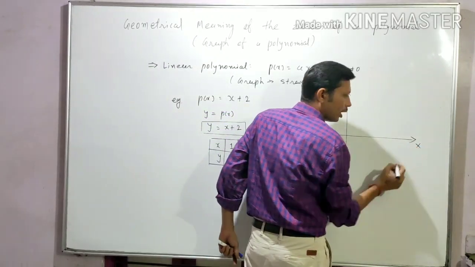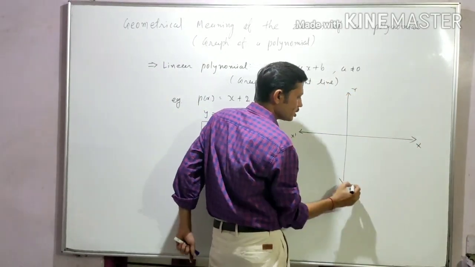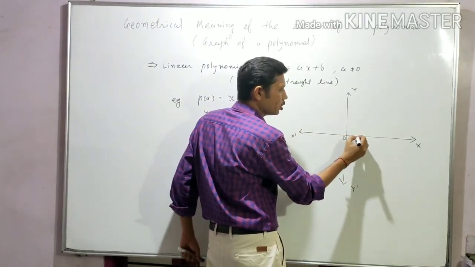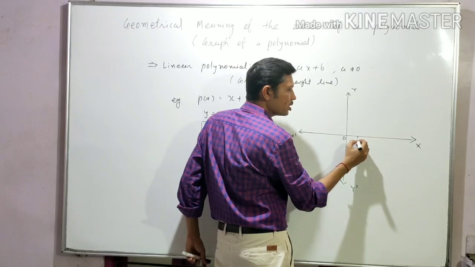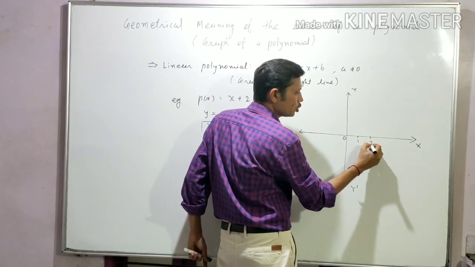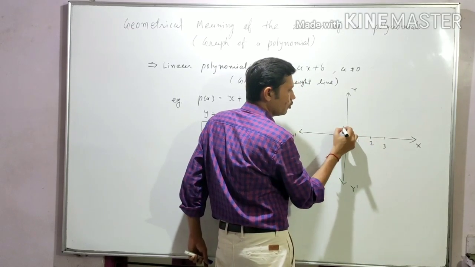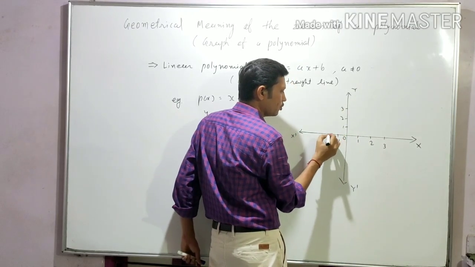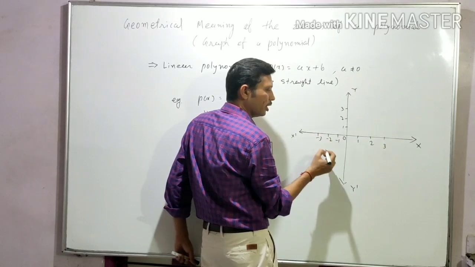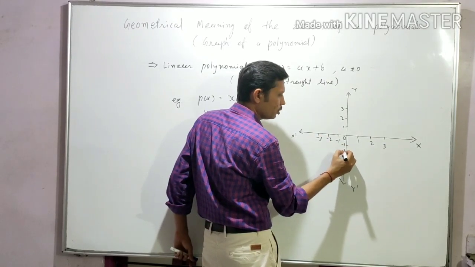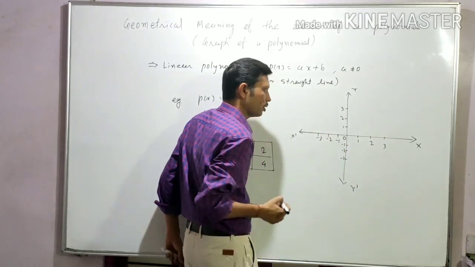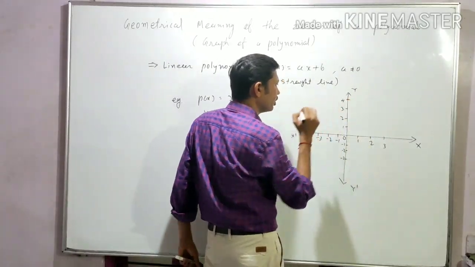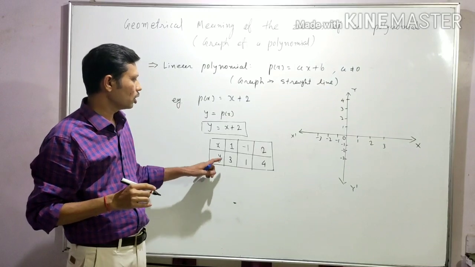X dash, x axis, y axis, y dash axis. Here the coordinate is 0. For the positive part of the x axis, it is 1, 2, 3. On the y-axis, 1, 2, 3. Here it is minus 1, minus 2, minus 3. Here again I am taking minus 1, minus 2 and minus 3. For the y coordinate we require 4, so we will take 1 point further. Okay, now come one by one.